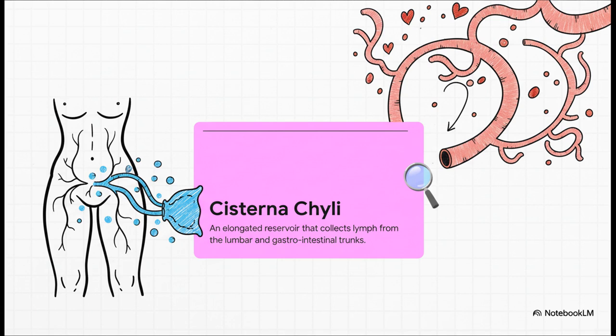A key structure you need to know is the cisterna chyli. Remember, lymph is the fluid that seeps out of your capillaries into your tissues. Well, the cisterna chyli is basically a collecting sac that gathers up all that lymph from your lower body and your gut. You can think of it as the main holding tank before the lymph starts its final journey home.